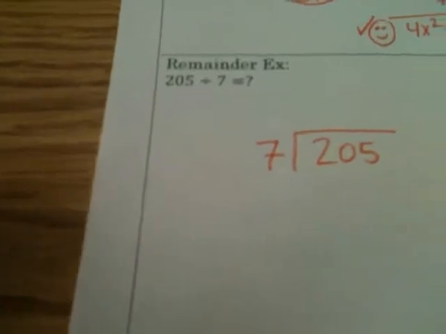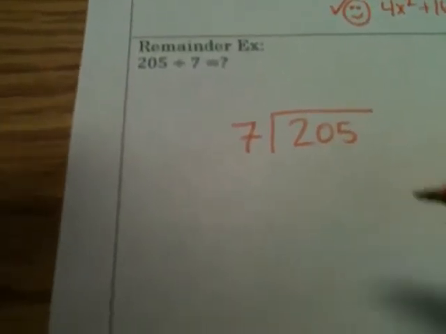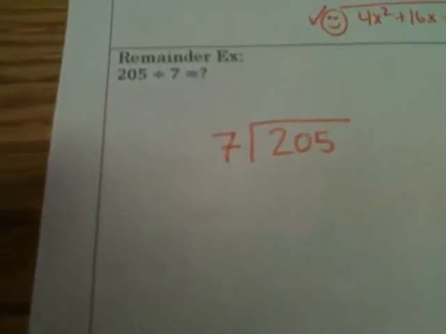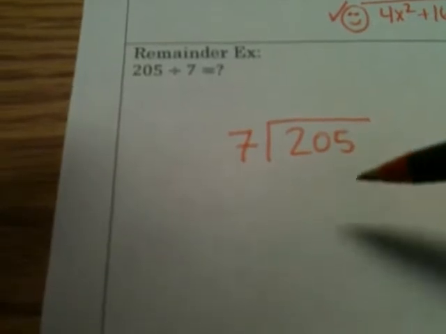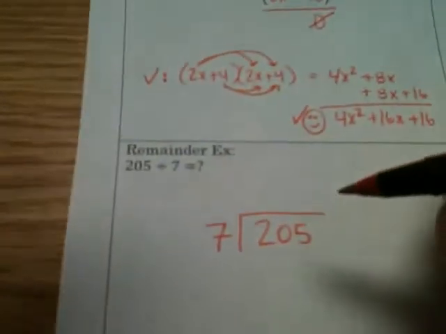Okay, remainder of 0. What happens? This isn't a perfect world. Sometimes we are going to have a remainder. Okay, for example, let's look at this one. This is my remainder example, kind of a simplified version, going through the same process. Rewrite it in long division format. We have 205, we're dividing by 7.